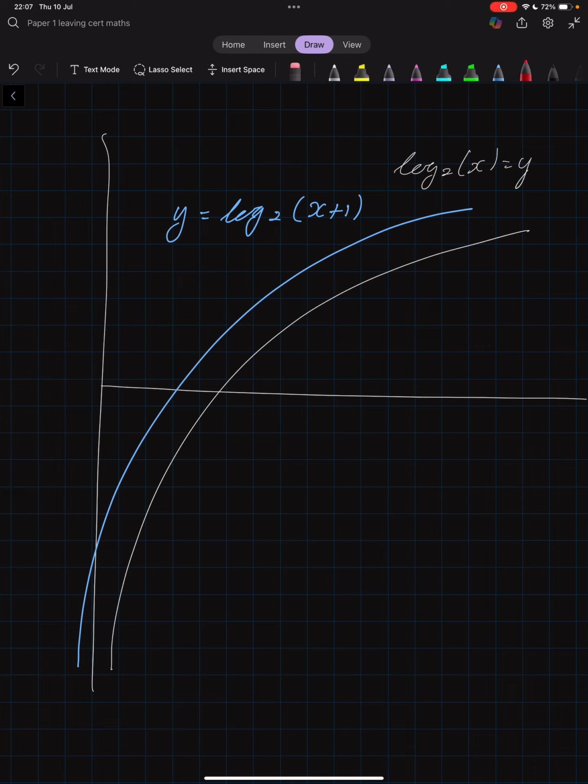And then if you multiply it by 2, it'll just get a little bit steeper. So all these values are multiplied by 2. 2 log base 2 of x equals y. Okay?